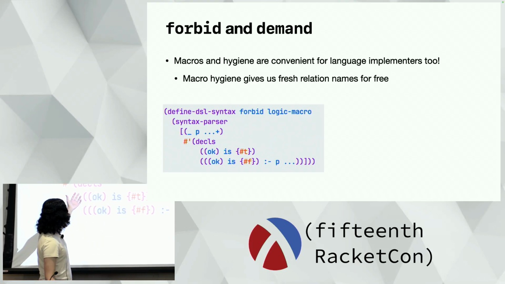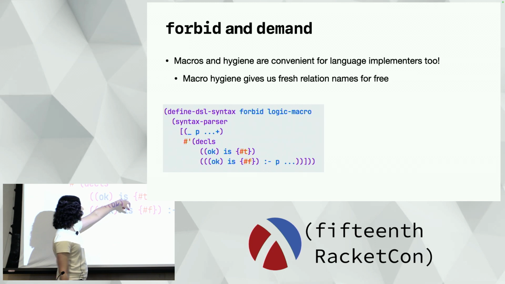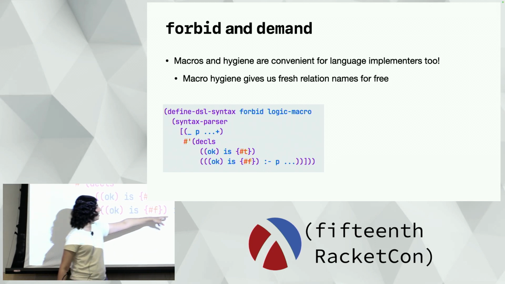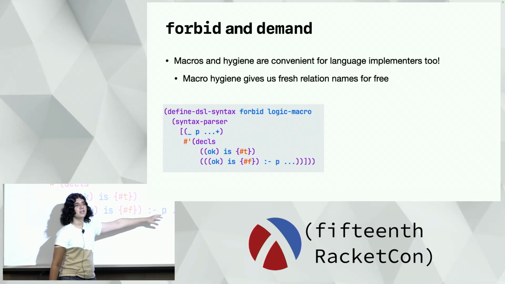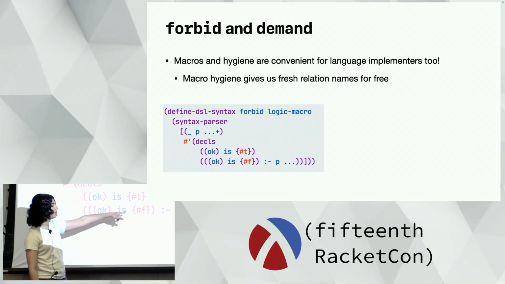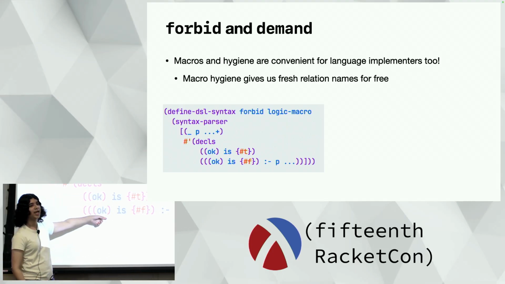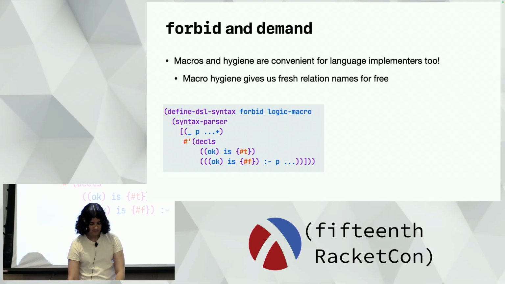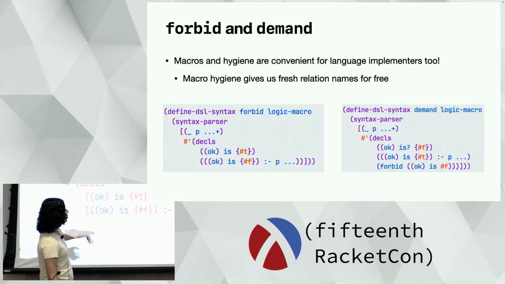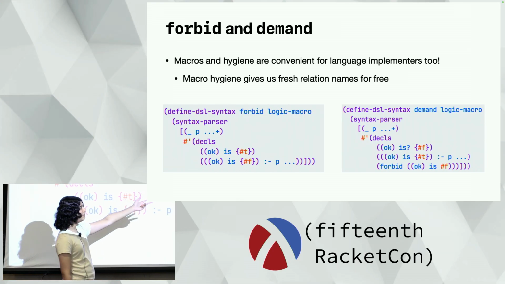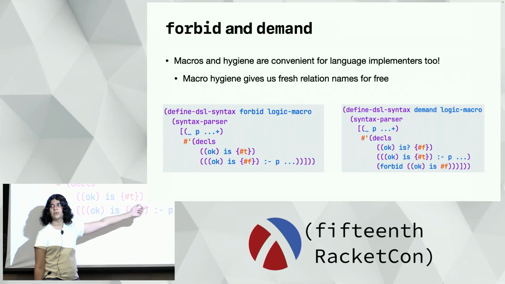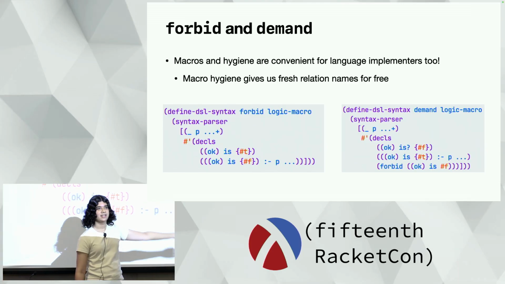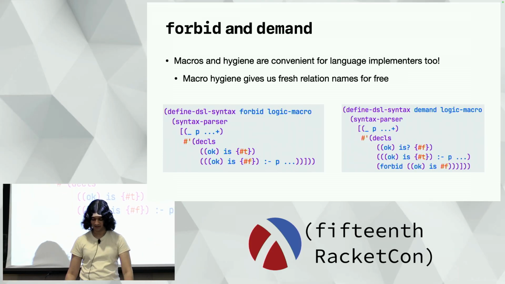Forbid is going to say OK. OK is true, so it has to be true. But if these premises are holding, then OK is false. And if OK is true and OK is false both get derived, then we throw away the solution. Same thing with demand, except we do the opposite thing. We start off with it being false, and we say it's true if these premises hold, and if they don't, we throw away the solution.